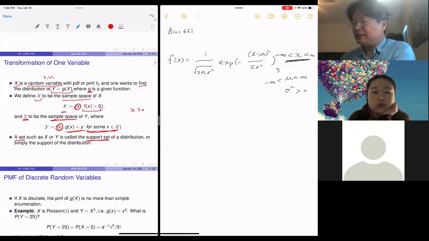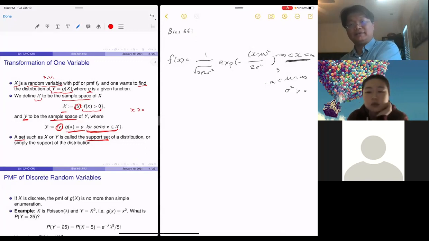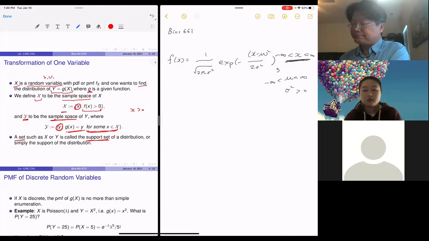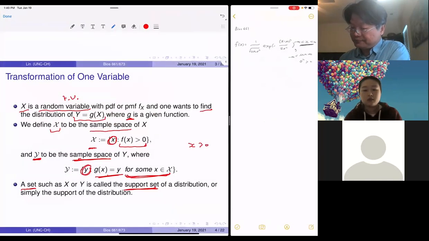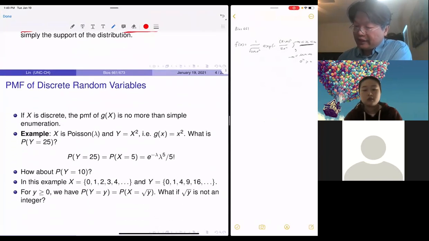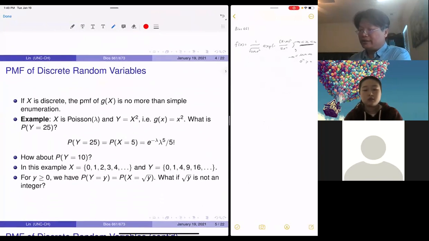Okay, so that means in this class or in your masters, if you learn about PDF, then pay attention to what the domain of the PDF is. Okay, good. So then, what is the transformation of a discrete random variable, which is actually very easy to derive?